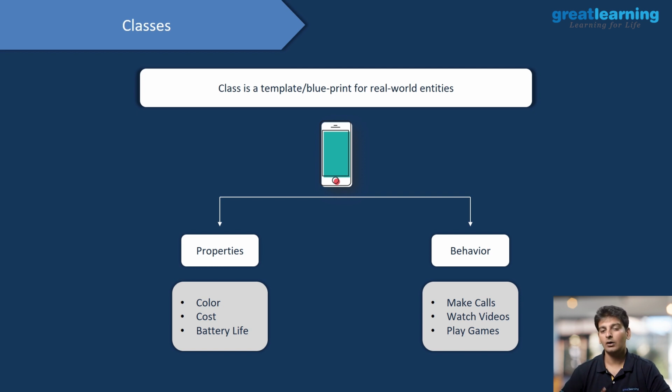So let's take a phone. Now a phone would have certain properties associated with it and it will also have certain behavior associated with it. Now the properties of a phone could be its color, its cost and its battery life. So what is the color of the phone? How much does it cost? And how long does the battery last? So these are some properties which are associated with every single phone that everyone has. And then all of the phones have certain behavior common to all of them. So you can make calls with a phone, you can watch videos in a phone, and you can also play games in a phone, right? So these are the properties and behavior associated with a phone. Now a class basically combines these properties and behavior in one single template. So that is a class.